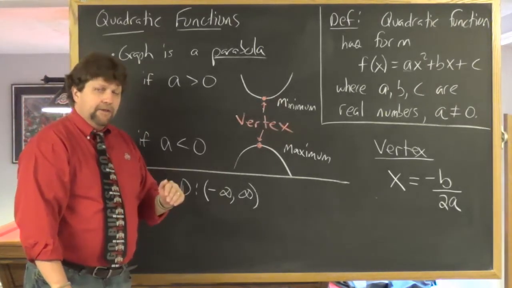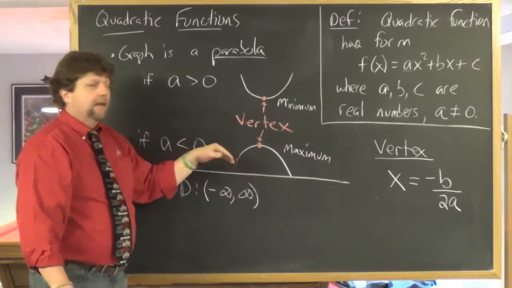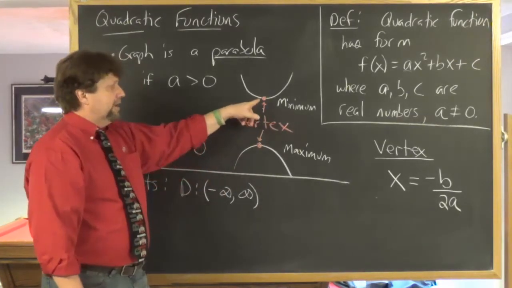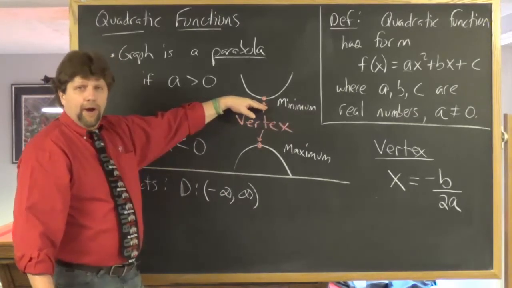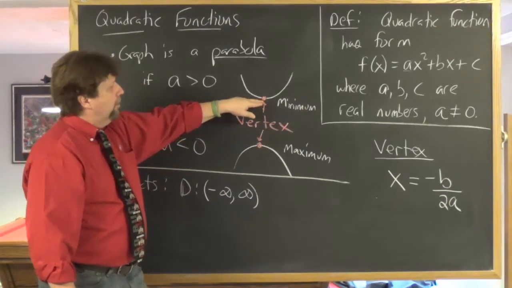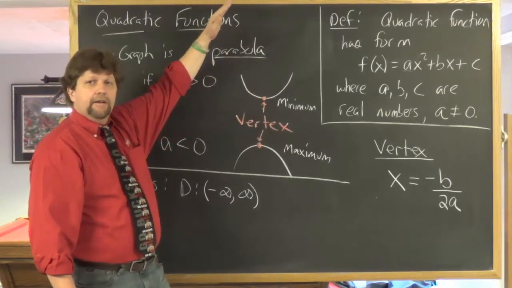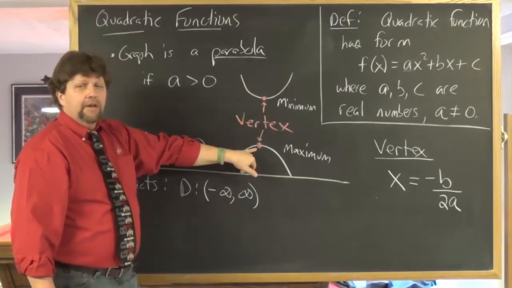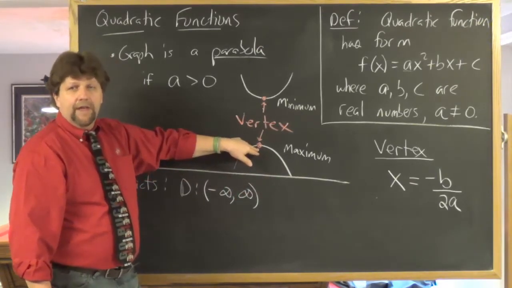The range depends on if you have a happy parabola or a sad parabola. And the key in helping you with the range is going to be the vertex, the y-coordinate of the vertex. So if you have a happy parabola, the range is going to be whatever the y-coordinate of that vertex is to infinity. If you have a sad parabola, the range is going to be negative infinity up to the y-coordinate of that vertex.